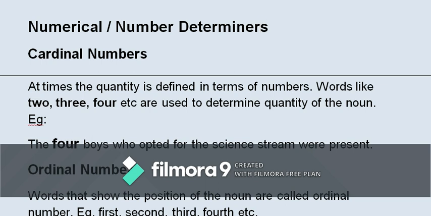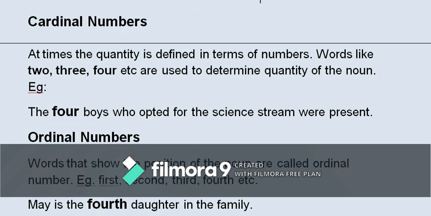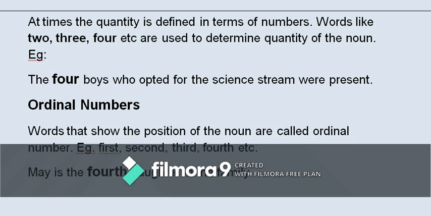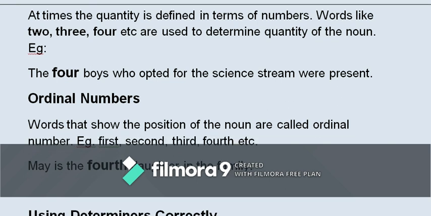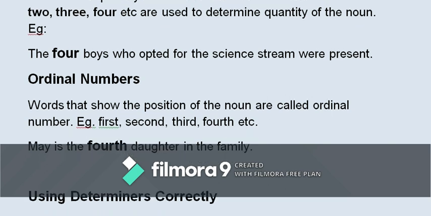Another category of numbers is the ordinal number. Ordinal numbers, from the word itself you can make out the order. Words that show the position of the noun are called ordinal numbers. For example, first, second, third, fourth, and maybe last also. May is the fourth daughter in the family. Now, a person who is placed fourth in terms of birth and maybe age is placed fourth. So that is how the ordinal number fourth is used for the noun daughter, and the is the article used. So we can see there are two determiners used in this case, the, fourth, and the noun is the daughter.